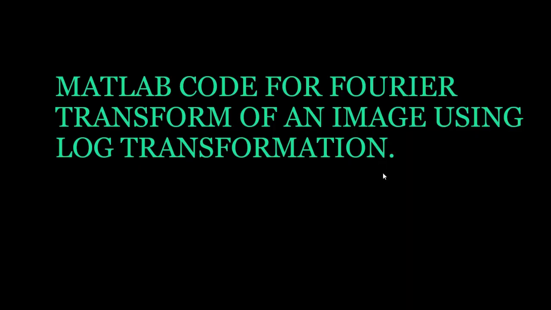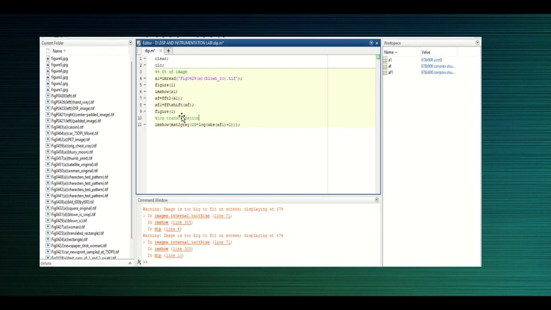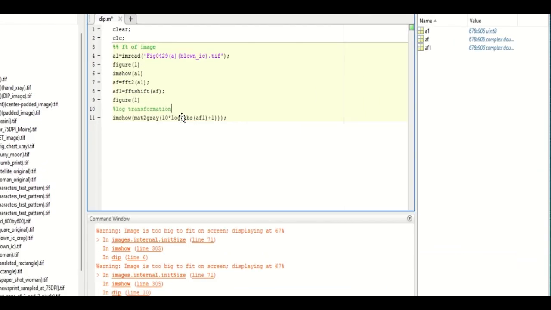Now let's see the MATLAB code for the Fourier transform of the image using log transformation. This is the graph for the log transformation. Here also, similarly to gamma transformation, the lower input pixel values are mapped to the higher intensity pixel values of the output. And this is the transformation function of the log transformation. And this is the code for log transformation.